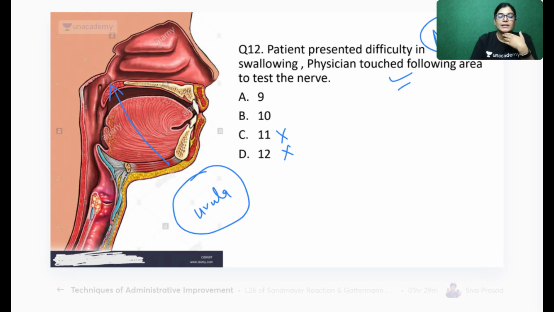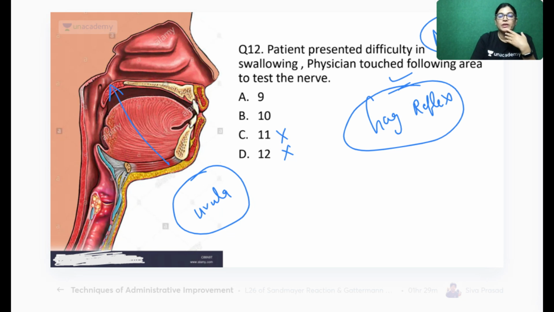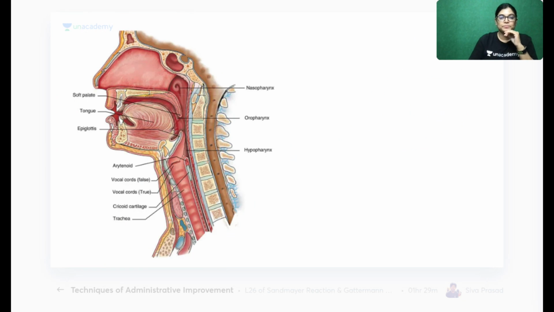So here either 9 or 10 is the correct answer. Actually, what is being performed? Gag reflex. And we know that in the gag reflex both the 9th and 10th nerves are involved. But if we have to choose for the motor component, we will choose the 10th one. So the better answer is the vagus nerve.